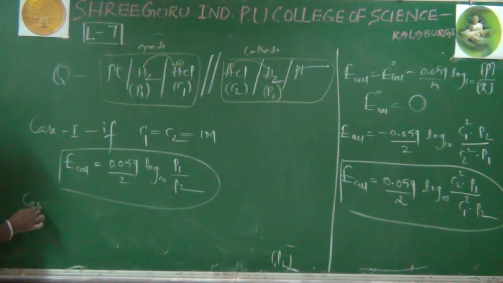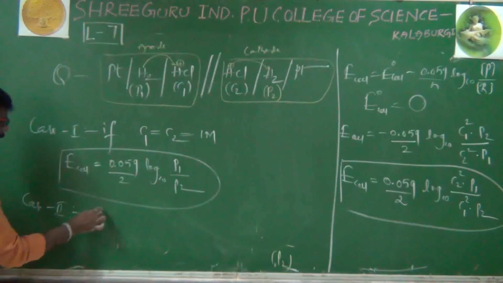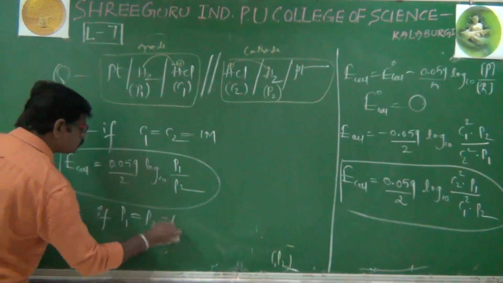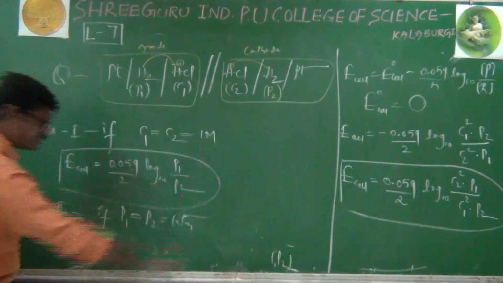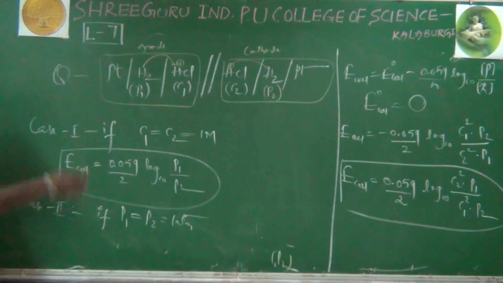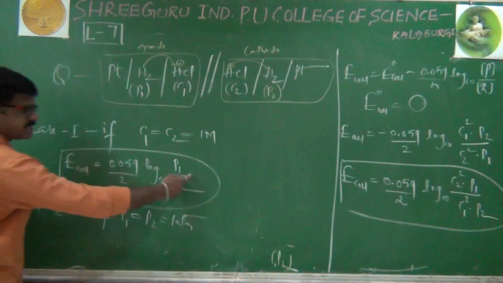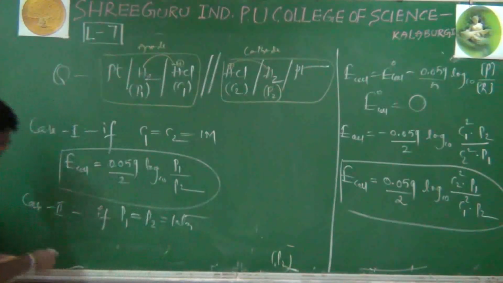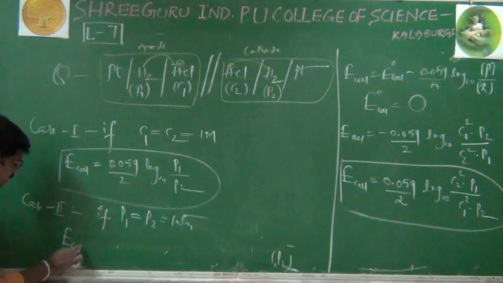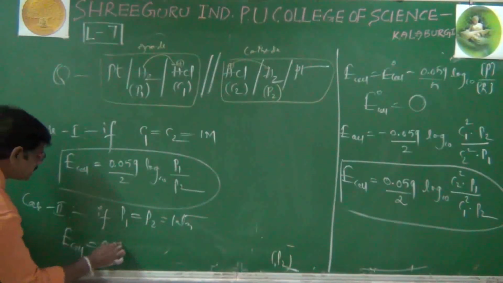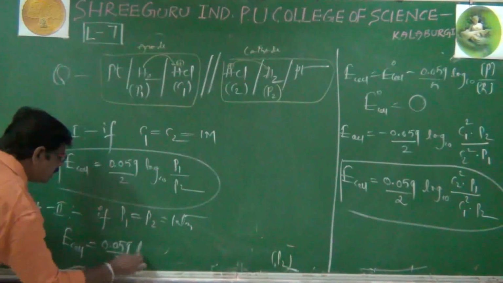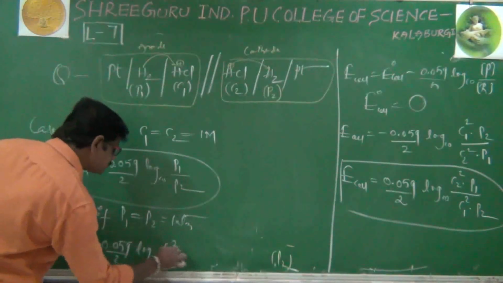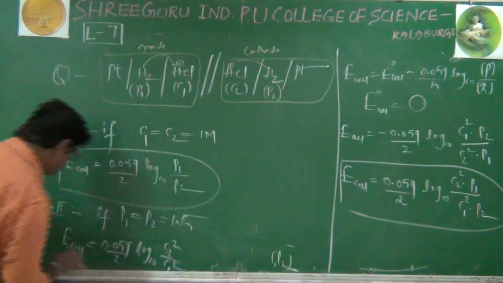Now case 2. Suppose P1 and P2, both pressures, are 1 atmosphere, which means the pressure term will be cancelled. In case 1 the concentration term was cancelled; here the pressure term will be cancelled. Therefore, the formula is E cell is equal to 0.059 by 2 log base 10 of C2 squared divided by C1 squared. That's all.